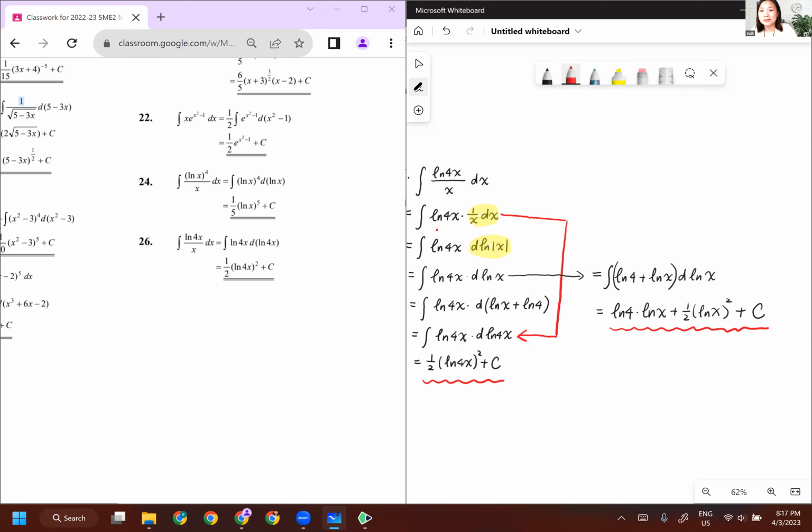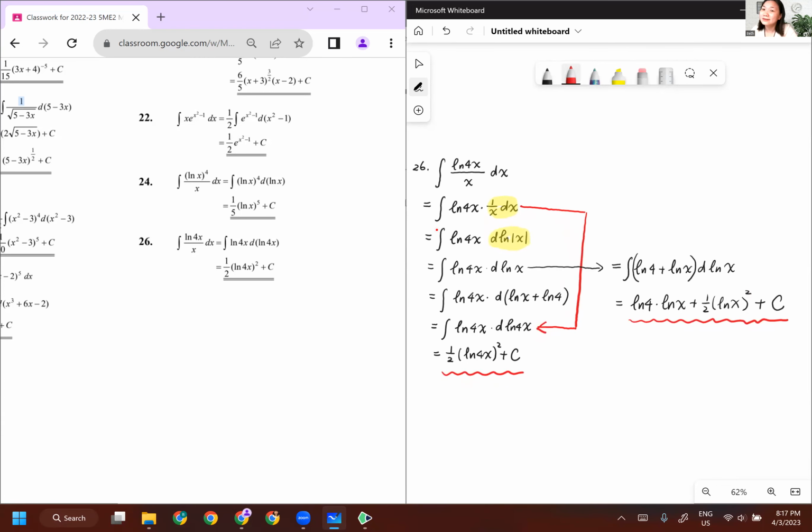So that is 26. I hope this will make you see, if you didn't see it before, if you have to use another variable u, maybe this is a way for you to avoid doing that. Because we do want to get the result faster.